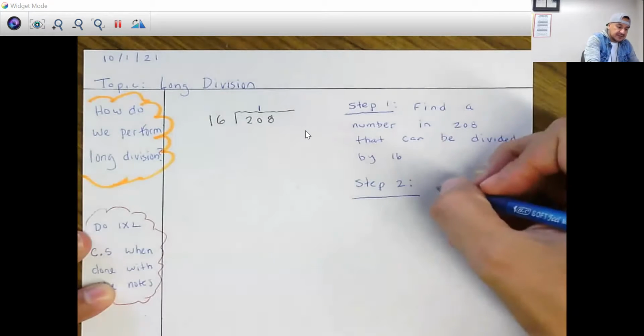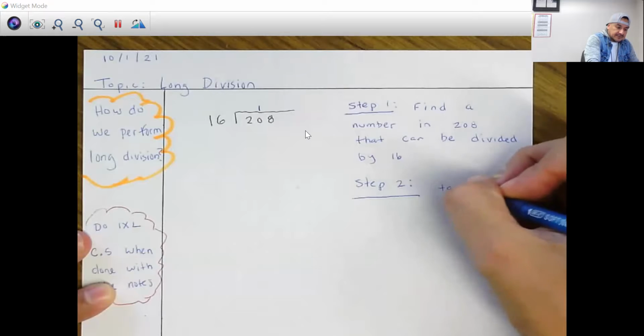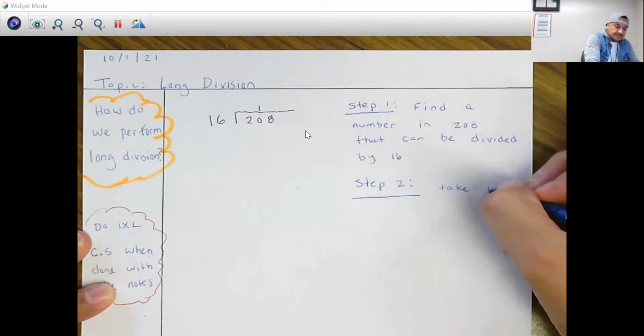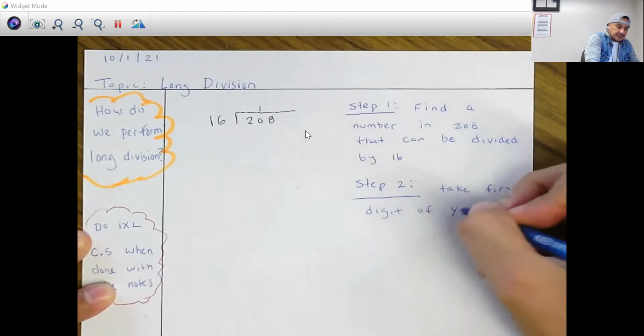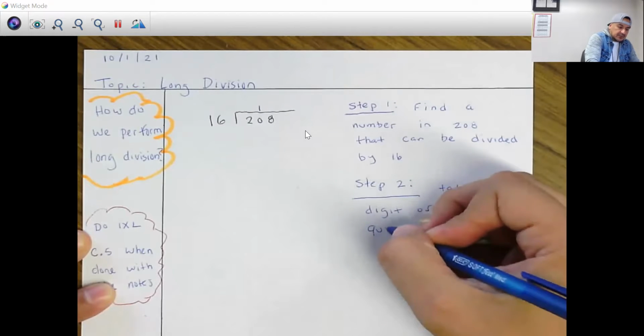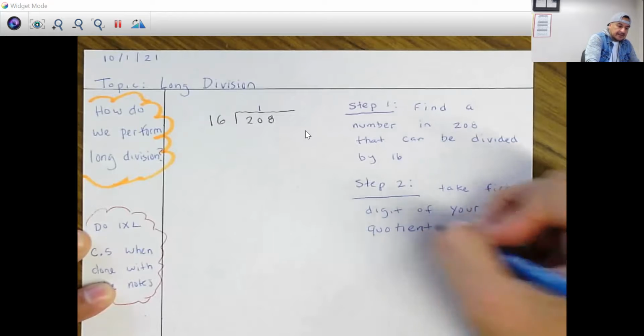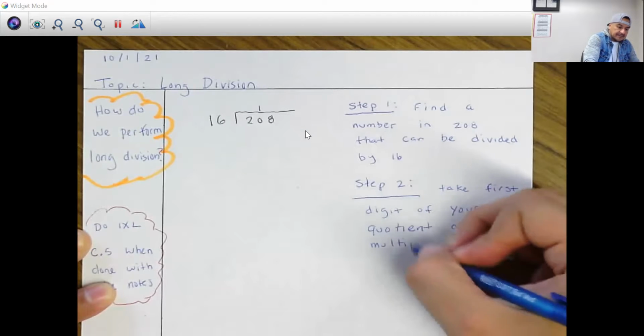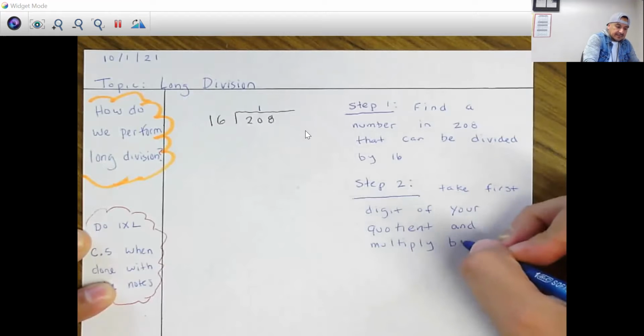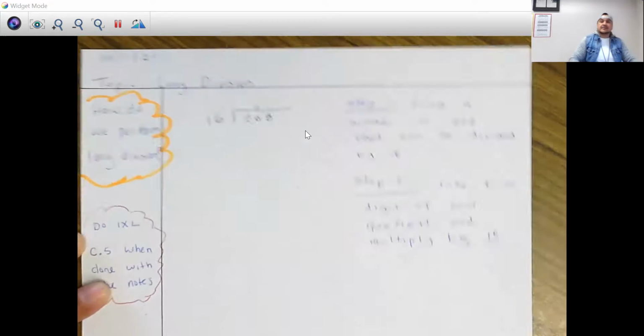So you're going to take the first digit of your quotient and multiply by 16. Okay, so we're going to multiply.